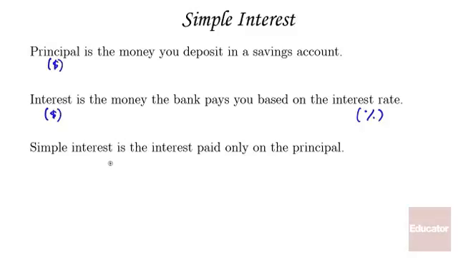Simple interest is a type of interest. It's when the interest is based only on the principal, so only on the initial deposit, the amount that you first deposited. When they calculate the interest only based on that money, that's called simple interest. There are different types of interest, but we're only going to go over simple interest. So simple interest is when the bank pays you interest based on just the principal amount.